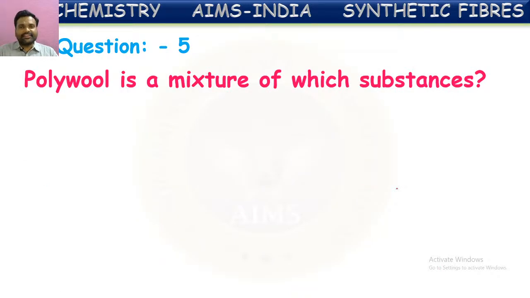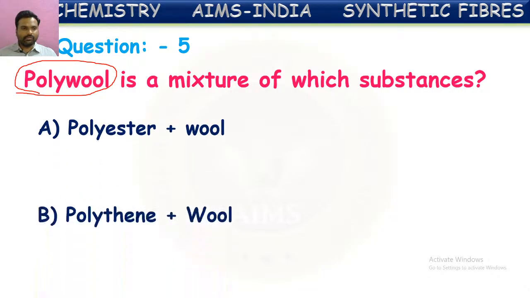Poly wool is a mixture of which substances? So poly wool, as we discussed, is one of the blended fibers. What did we say? Blended fiber means the fiber which is obtained by mixing two or more fibers. So when polyester is mixed with certain natural fiber, then blended fiber is obtained. So here they have given poly wool. From which is it made? Let us see the options.